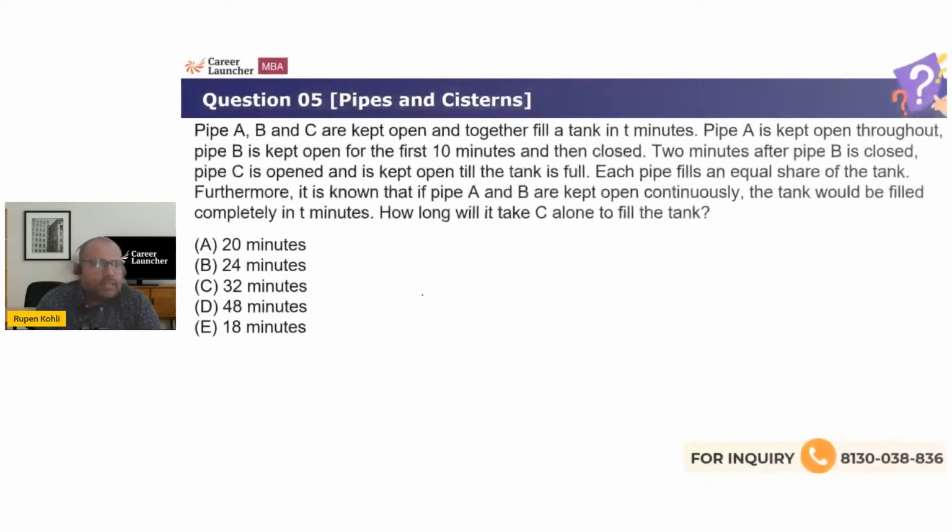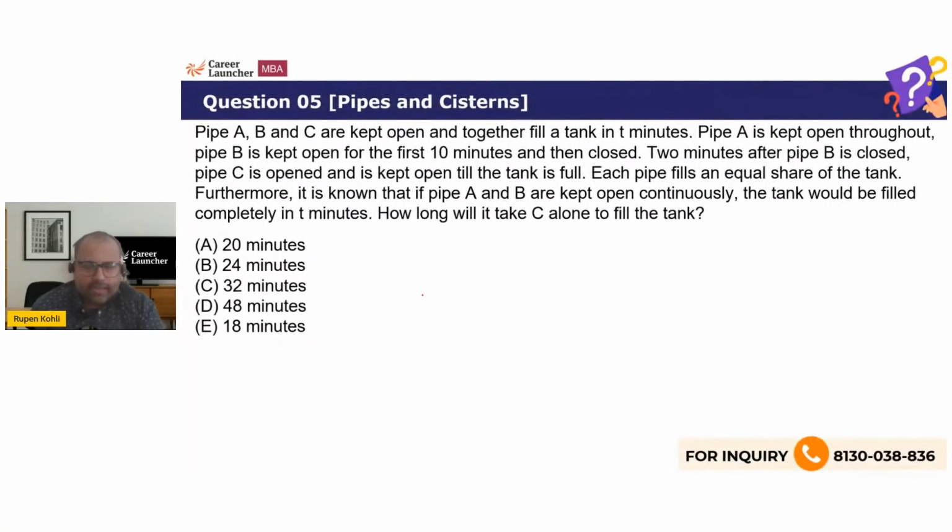Next one, here we go. Okay, pipes and systems. Well, there are three pipes, I think. Pipes A, B, C. Okay, so let's look at this carefully. Pipes A, B, C are kept open and together fill a tank in T minutes. Now, pipe A is kept open throughout. Pipe B is kept open for the first 10 minutes and then closed. 2 minutes after pipe B is closed, pipe C is opened and is kept open till the tank is full.